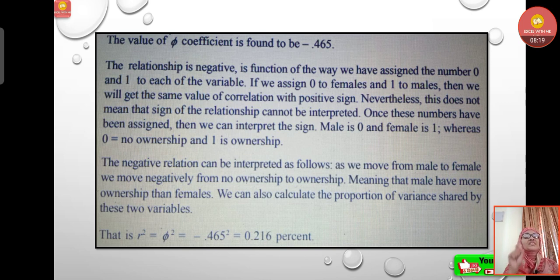The relationship is negative, as a function of the way we have assigned the numbers 0 and 1 to each of the variables. If we assign 0 to females and 1 to males, then we will get the same value of correlation with positive sign. Nevertheless, this does not mean that the sign of the relationship cannot be interpreted. Once these numbers have been assigned, then we can interpret the sign.